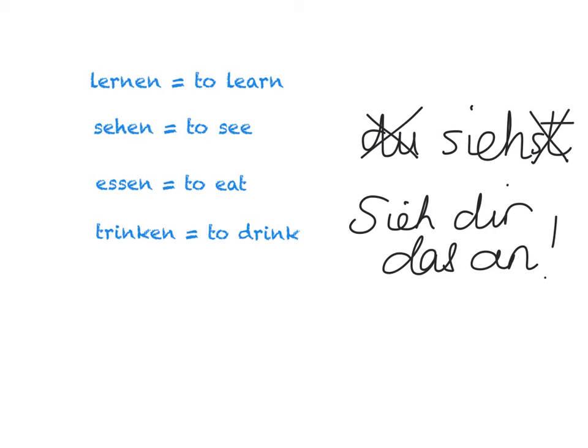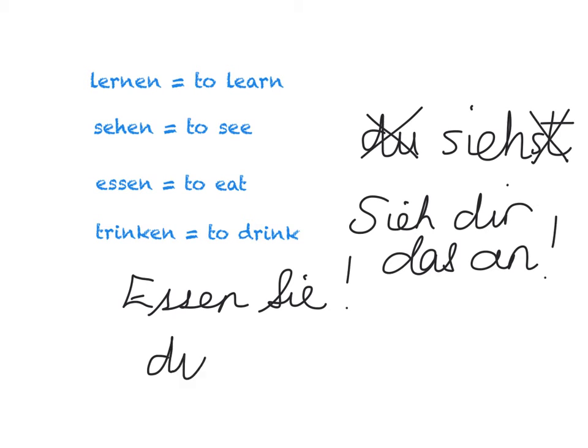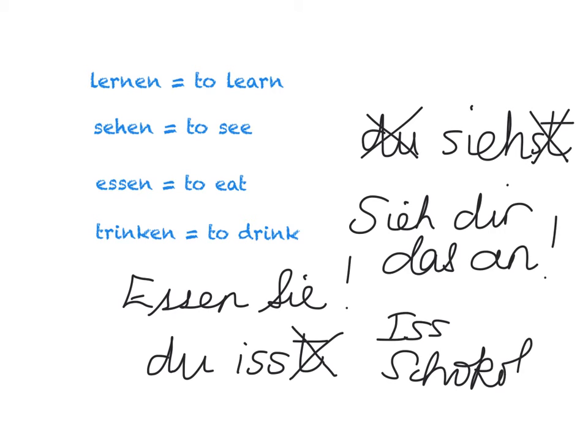Let's take essen. Well, it's very easy if you're going to tell somebody politely to eat. So essen Sie, essen Sie. But what about if you want to use the du form? Well, again, think about the second person form of the verb. Okay, we're only going to remove the t this time, and we're going to tell them to eat chocolate. Iss Schokolade, and that is how you would tell someone to eat chocolate.